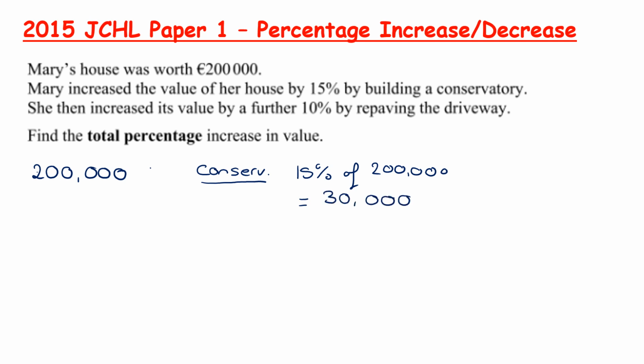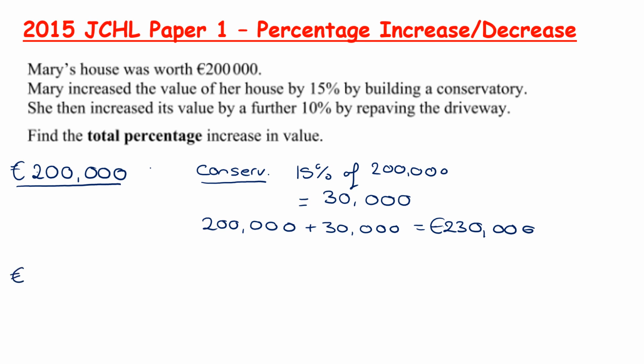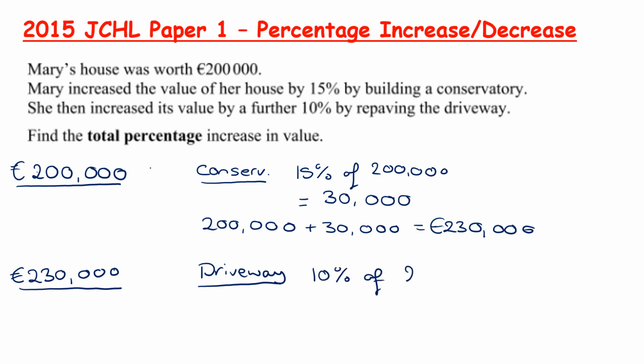So that means the new house price is going to be 200,000 plus the 30,000, which means she now has a house worth 230,000 euro. Okay, so that's what her house was worth. Now that it's worth 230,000, she repaves the driveway, which means she's going to increase her value by a further 10%.